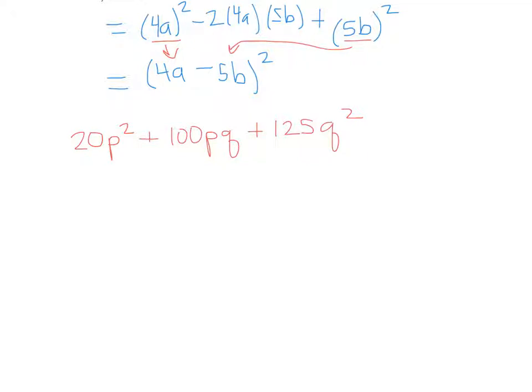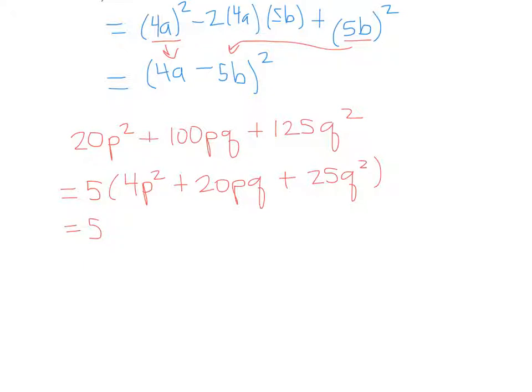And in this case, if we look at this and we try to apply that perfect square trinomial format, it's not going to work. 20 is not a perfect square. 125 is not a perfect square. So let's start off with the greatest common factor. Well, there's a 5 that can go into each of those terms. So let's bring out a 5. Then we're going to be left with 4p squared plus 20pq plus 25q squared.